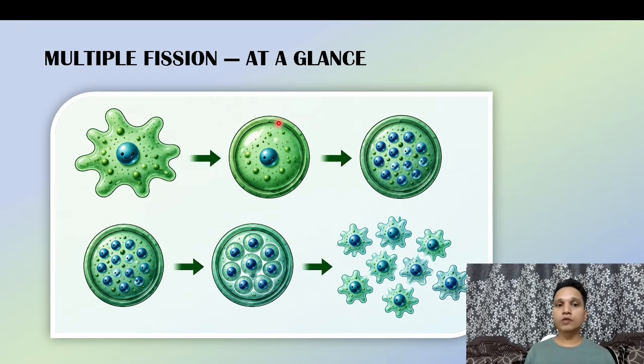First of all, it will divide its nucleus inside the cyst. Then it will divide the cytoplasm around the nuclei. In this way, many small amoeba cells will be formed inside the cyst. And when the favorable conditions come back, the many amoebae will get released into the environment.